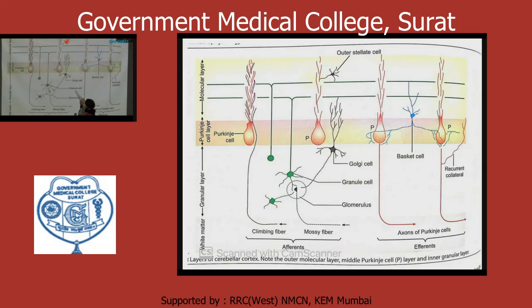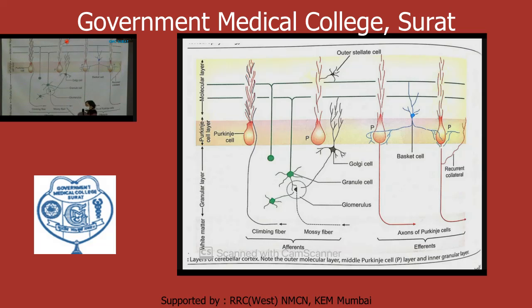The granule cells also excite the Golgi cell, and the Golgi cells, as I told you, are responsible for feedback inhibition. Whereas the lateral inhibition caused by stellate cells and the basket cells is known as feed-forward inhibition. It is feed-forward inhibition.